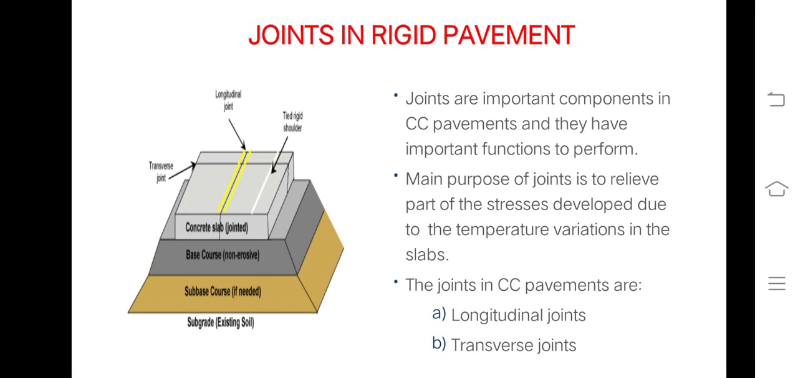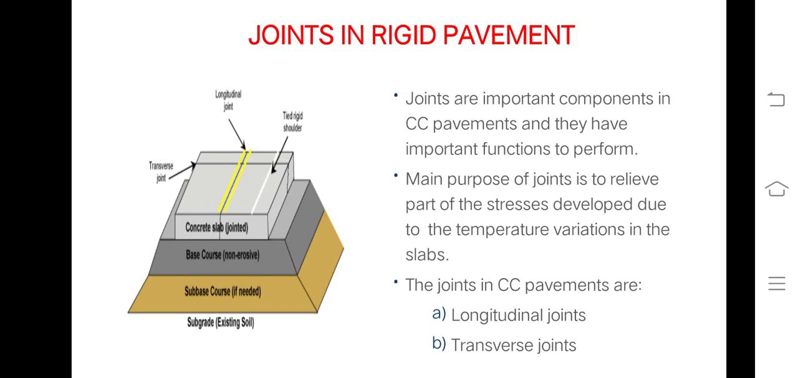Hello friends, today we are going to learn about joints in cement concrete pavement or rigid pavement. Joints are the weakest link in the concrete pavement, but they are also a necessary evil. Generally, all the deterioration of cement concrete is in the vicinity of the joint, and hence these are planned and constructed with due care.